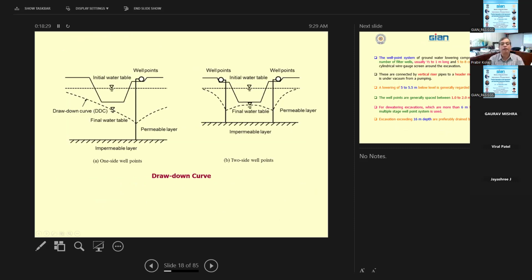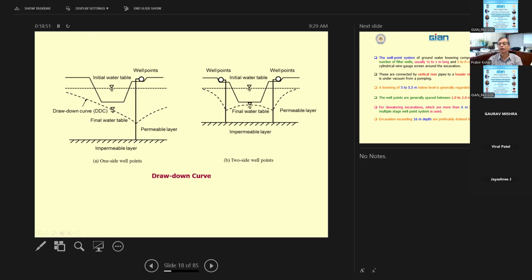So the drawdown curve, how it looks. Over here, one side of well points is the one line. Initially, you see the water table was here. Now, because of this well, the drawdown curve looks like an inverted cone, as I mentioned, and the final drawdown curve is there. So basically, if you want to do excavation or construction at this point, you can easily do it.